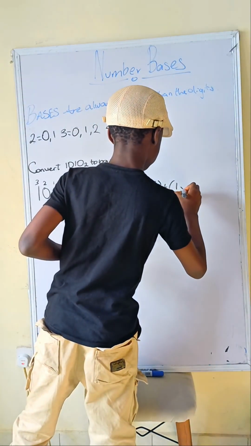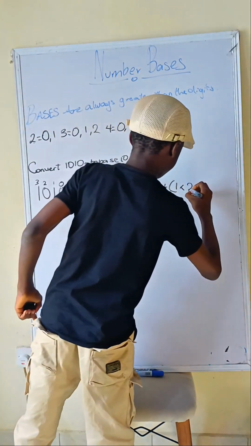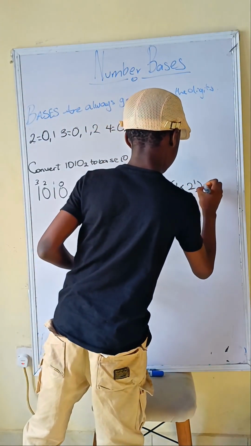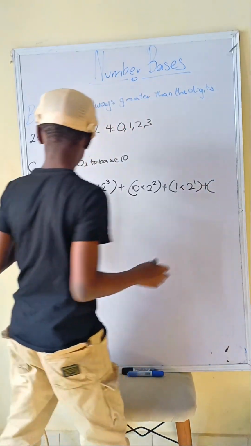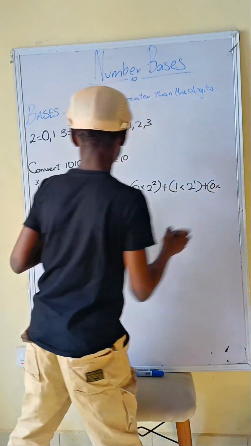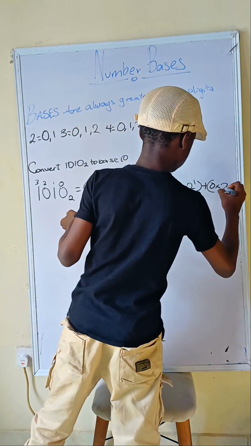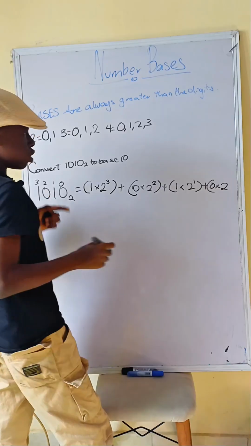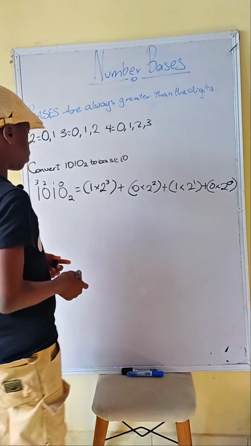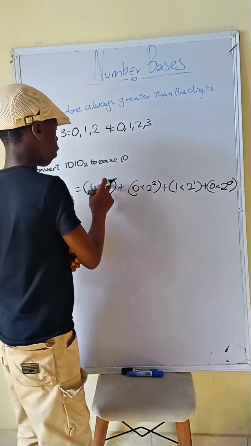We're going to do it for 1. So 1 times 2, base 2. What's on top of 1? 1. Plus, we're going to do it for this 0 times the base 2. And what's on top of 0? 0. Close the bracket. So 1 times 2 raised to the power of 3.